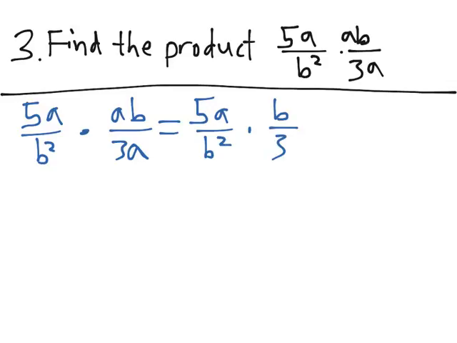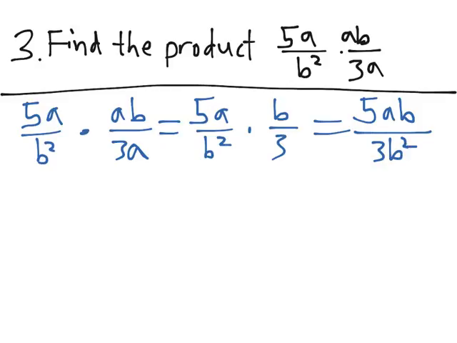When things can be canceled right from the start, it's often a good idea to do so, because it can save time in future calculations. So now, let's multiply the numerators. We get 5a times b, which is 5ab, divided by 3 times b squared, so 3b squared.